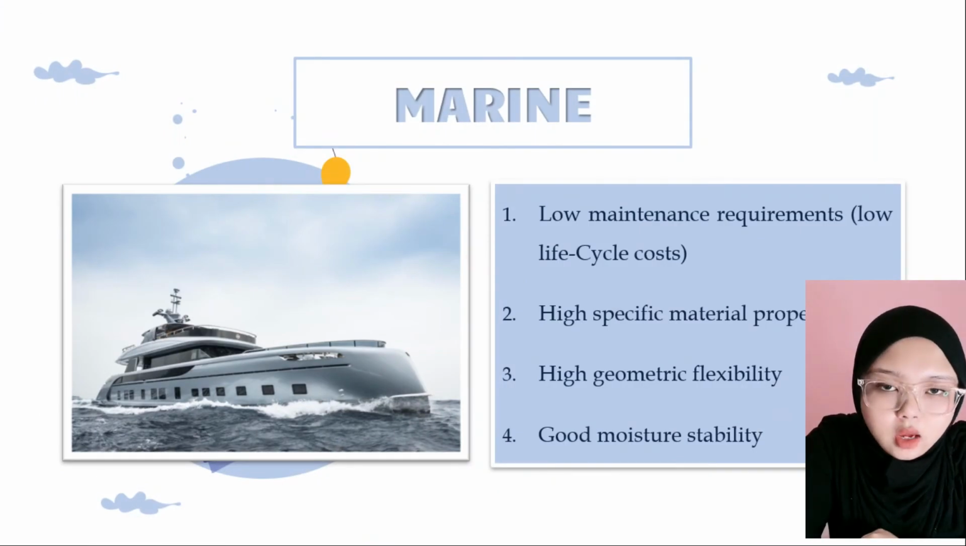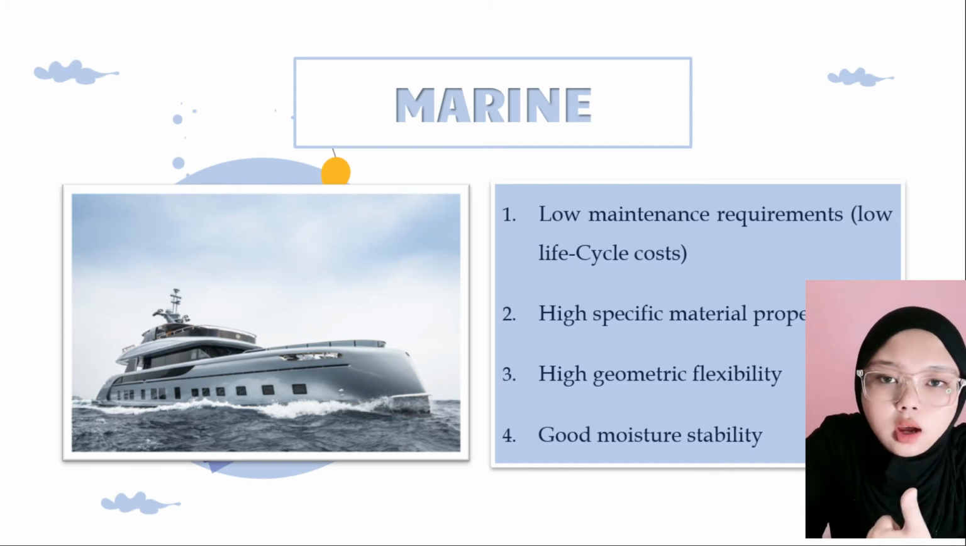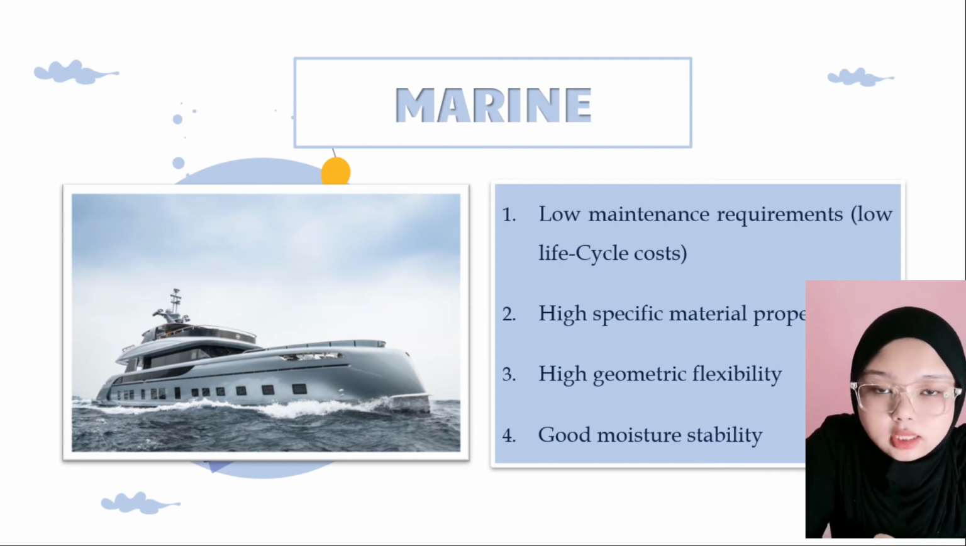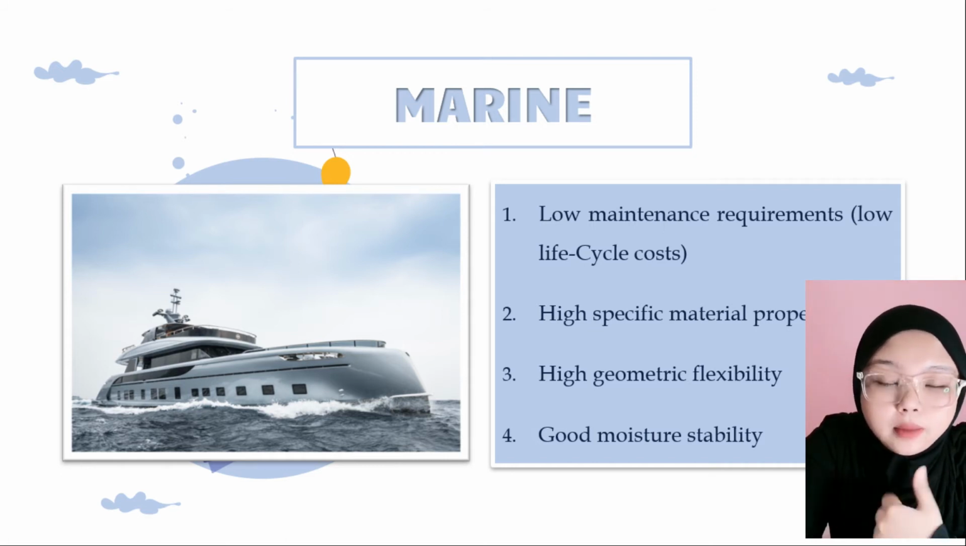Ultimately, 1/3 of marine applications are now made of composites. Why? This is because the first one, it has low maintenance requirement, which is low life cycle cost. The second one is it has high specific material properties, which make the composite materials attractive for submarine and submersible structures. The third one, it has geometric flexibility and it also has good moisture stability.